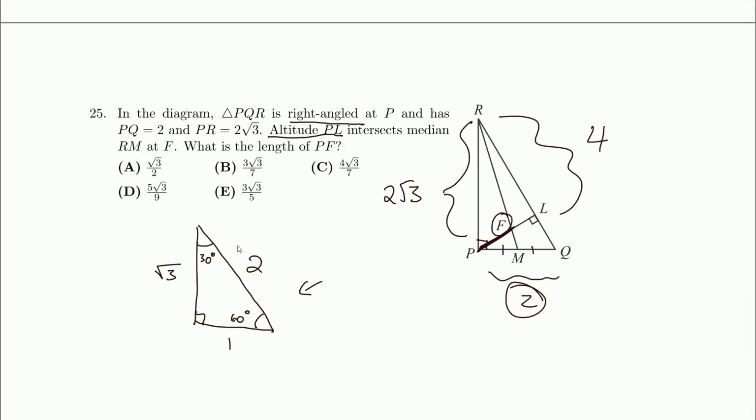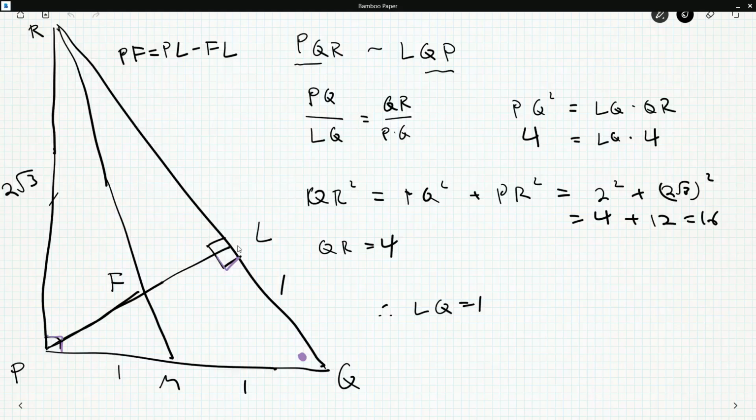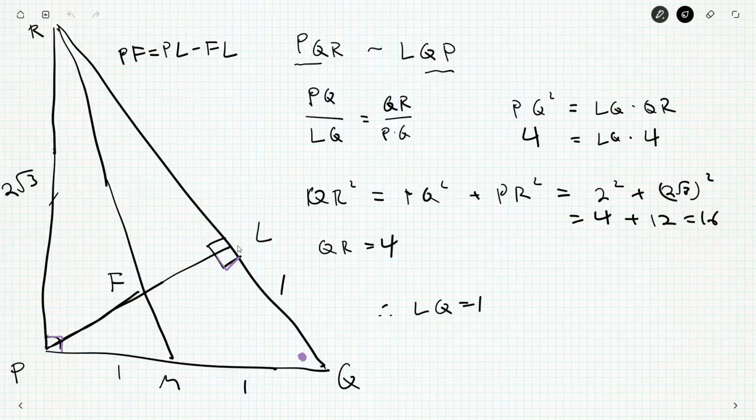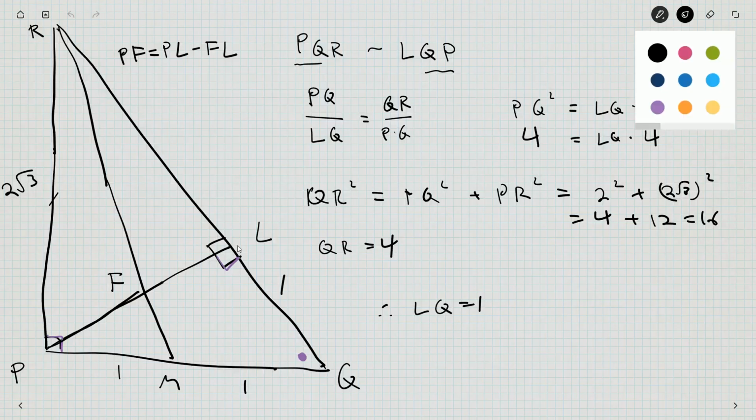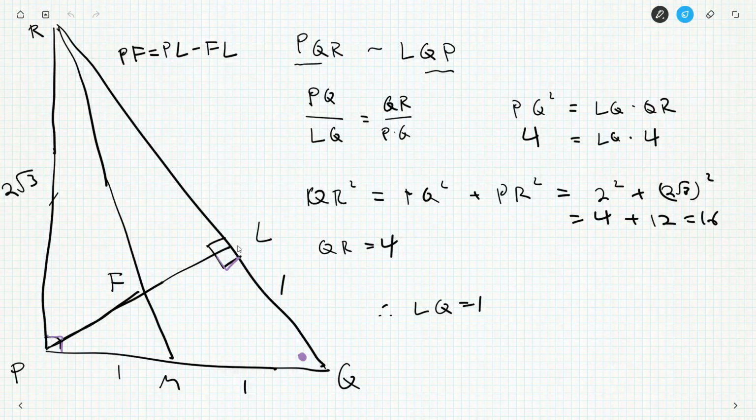Is there a way to do some more similar triangles? A similar triangle involving FL. Well, we've got a right angle there. But the problem is this angle up here and this angle here aren't really helpful, and I don't have another triangle involving just FL. Unless I were to connect F up to Q. But I don't see how that would help me.